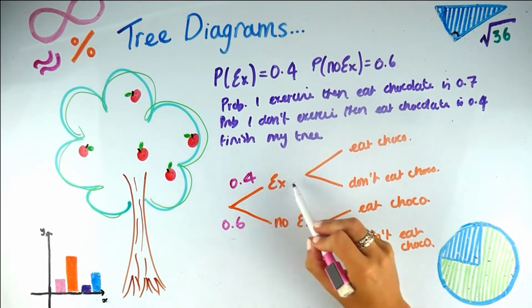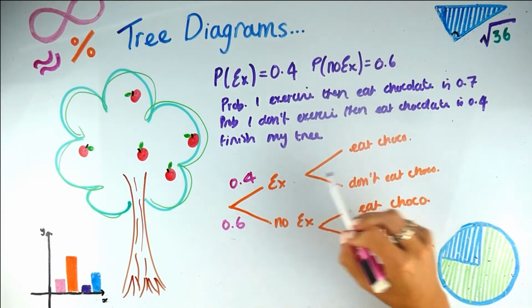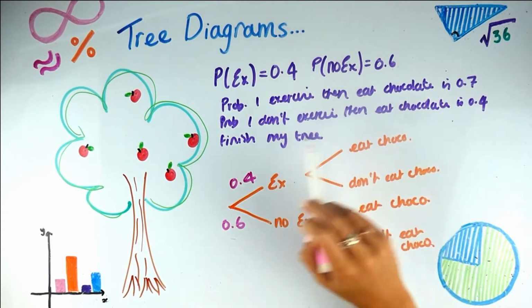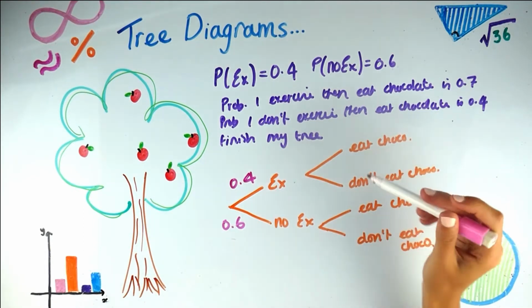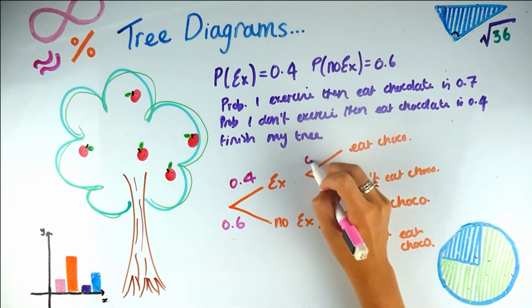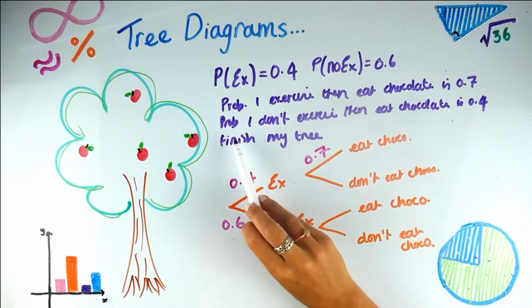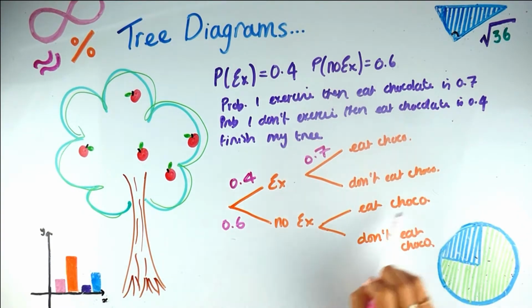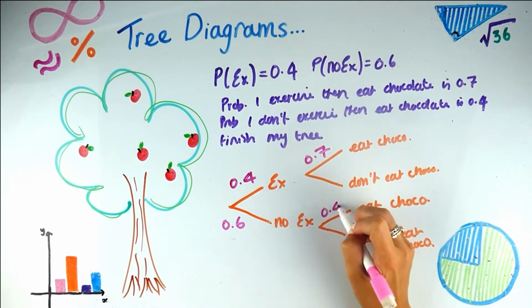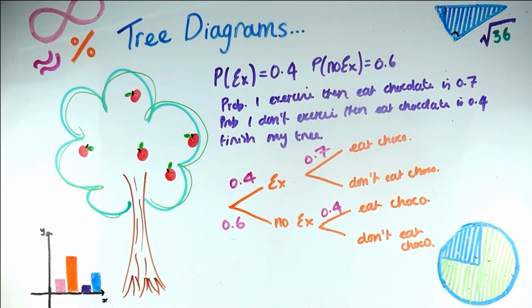So this line here is that I exercise, then I eat chocolate. I was given that probability: exercise, then eat chocolate is 0.7. The probability I don't exercise, then eat chocolate, so no exercise, then eat chocolate, is 0.4. Okay, so we've used everything in the question, but we still have blanks.